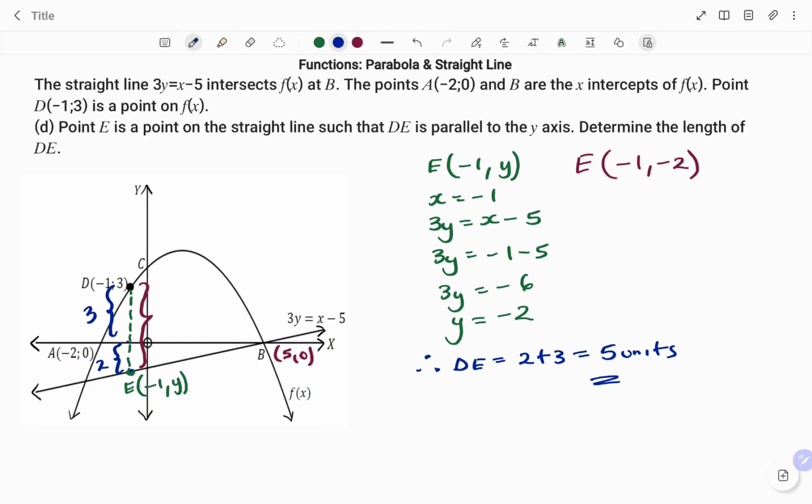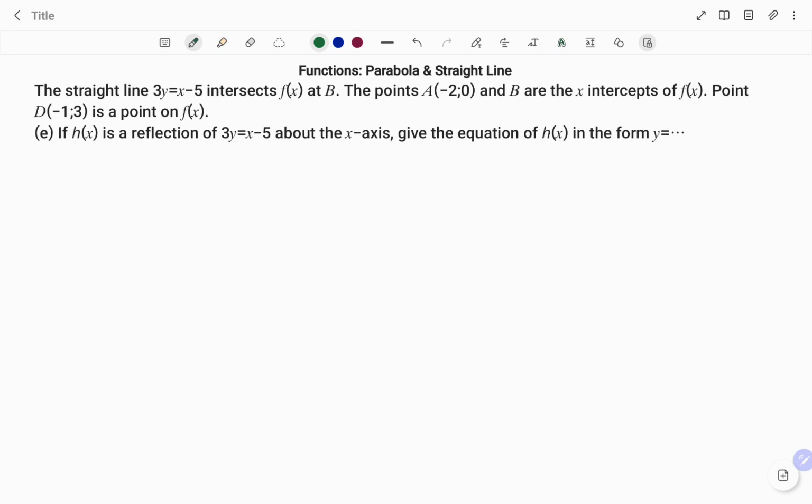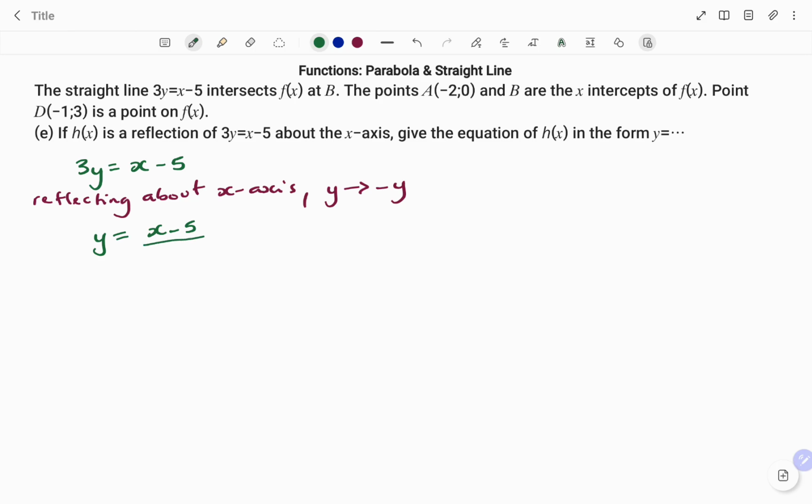Let's look at the last part of the question. The last question says, h of x is a reflection of 3y equals x minus 5 about the x-axis. We have to give the equation of h of x. So it's a reflection of 3y equals x minus 5 about the x-axis, then the coordinate of the y changes to negative y. So therefore, I'm going to first of all make y the subject of the formula by dividing both sides by 3. So I have y equals x minus 5 divided by 3.